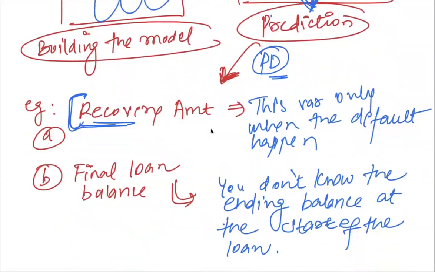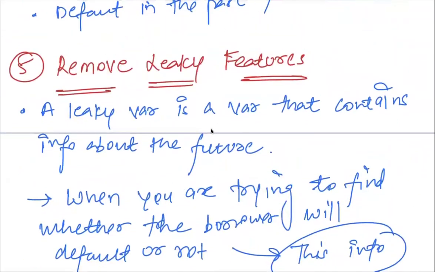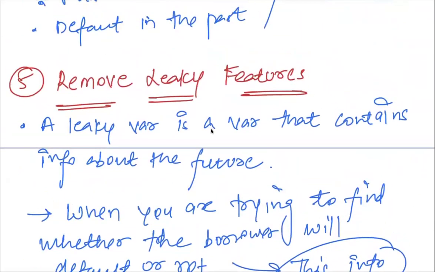Did you all understand what I mean by leaky features? Please tell me. Okay, thank you. So this is what I mean by removing leaky features, which contain information about the future.